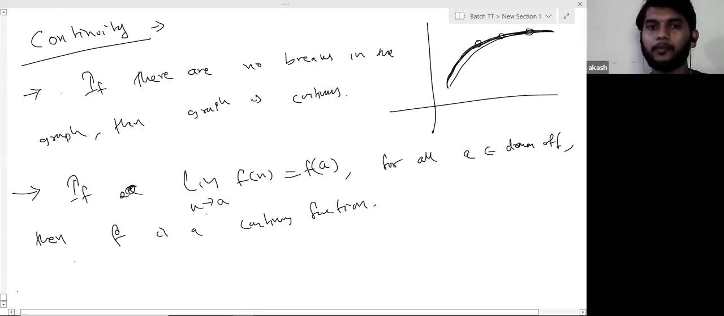The limit of f of x as x tends to a equals f of a, for all a belonging to the domain of f. Okay, sir.